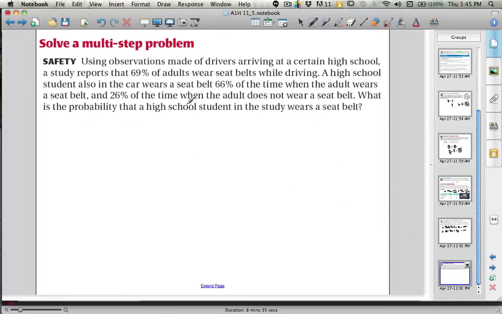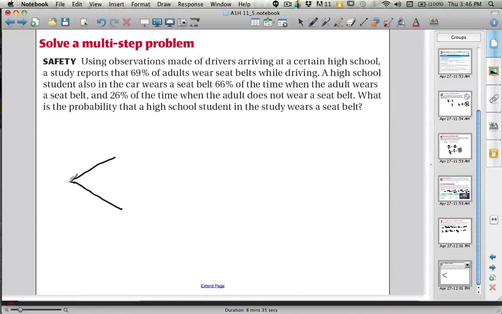Okay, and finally, using observations made of drivers arriving at a certain high school, a study shows that 69% of adults wear seatbelts while driving. A high school student also in the car wears a seatbelt 66% of the time when the adult wears a seatbelt, and 26% of the time when an adult does not wear a seatbelt. What is the probability that a high school student in the study wears a seatbelt? Okay, so this becomes complicated because the probabilities are different based on what the adults are doing. So this is another good spot to use this sort of event tree.